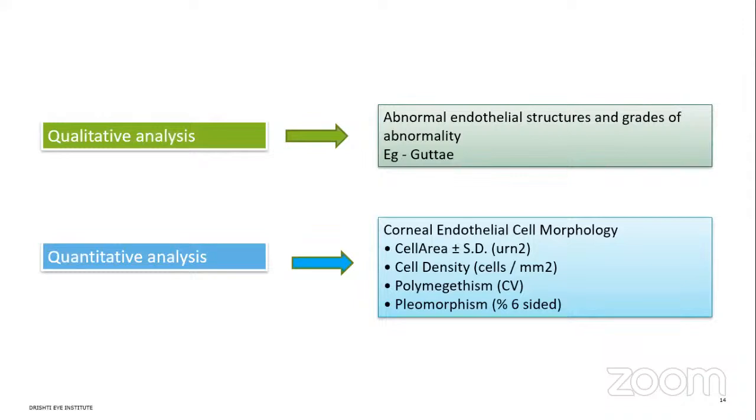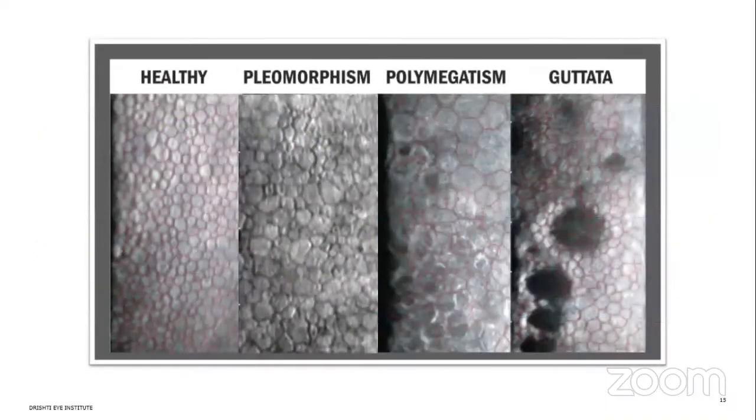There are two types of analysis of the corneal endothelium, qualitative and quantitative. In qualitative analysis, we generally look for abnormal endothelial structures, and also classify them into grades. For example, guttae. Gutta is derived from the Latin word for drops, and these are generally excrescences of the collagen. This is a specular endothelial picture showing guttata. These are excrescences of collagen produced by stressed corneal endothelial cells.